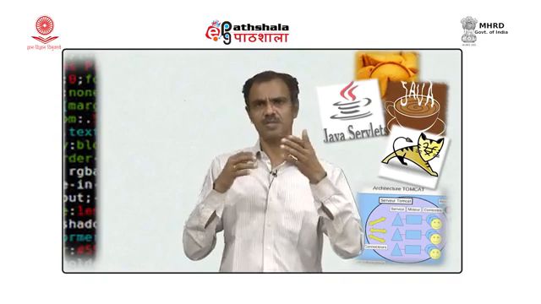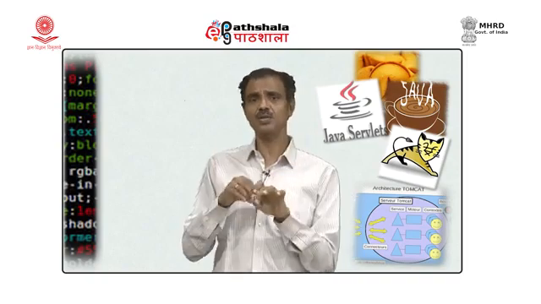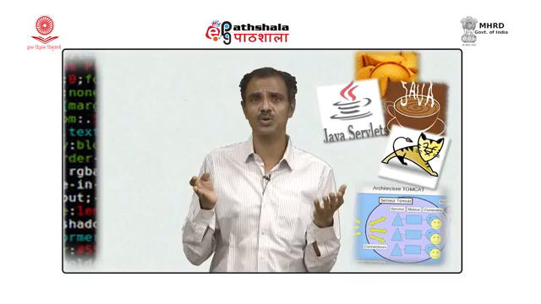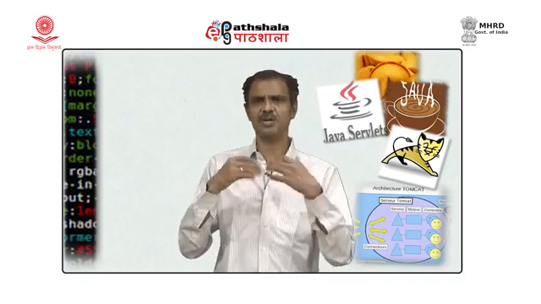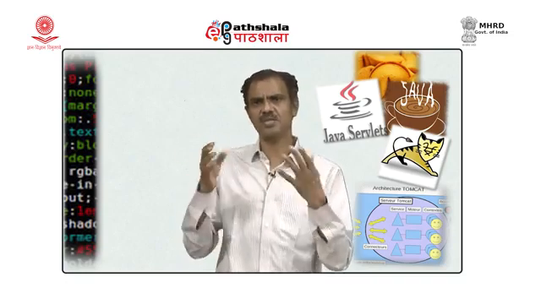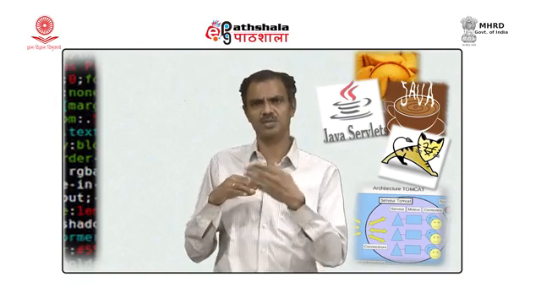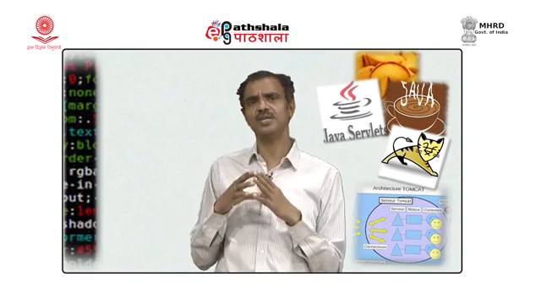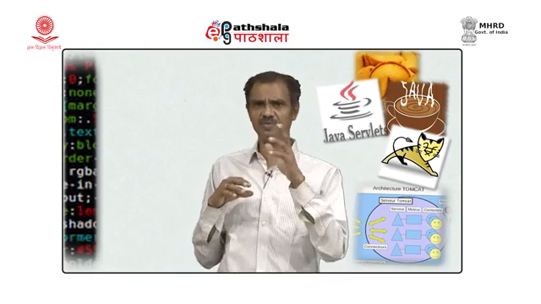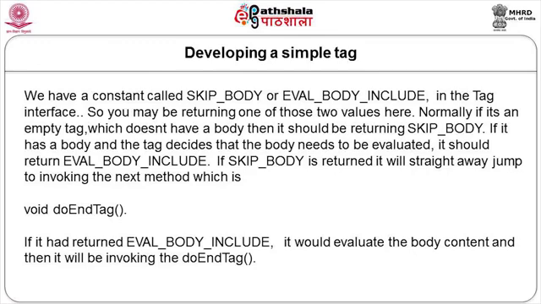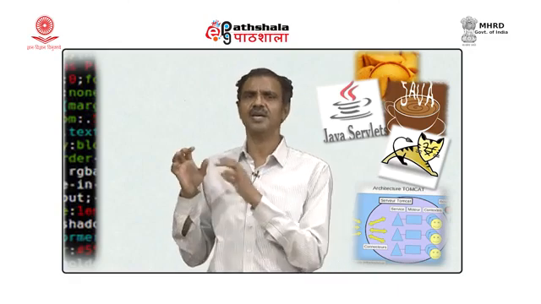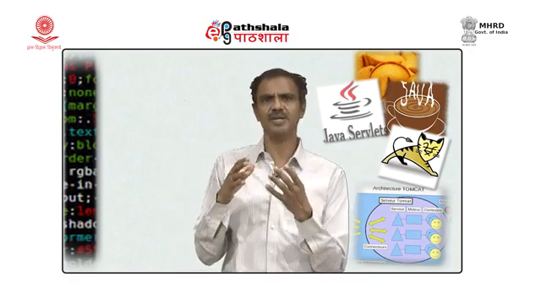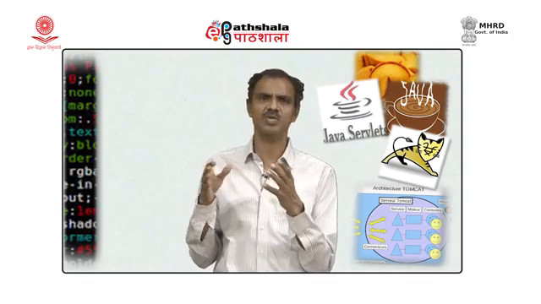So, the engine is saying, now you do the start tag, do the things which you would do. I have already set the attributes, now you do the next thing. Do some activity in the do start tag. The return value here can be one of the static constants in our tag interface. We have a constant called skip body or eval body include. So, you may be returning one of those two values here in the do start tag.